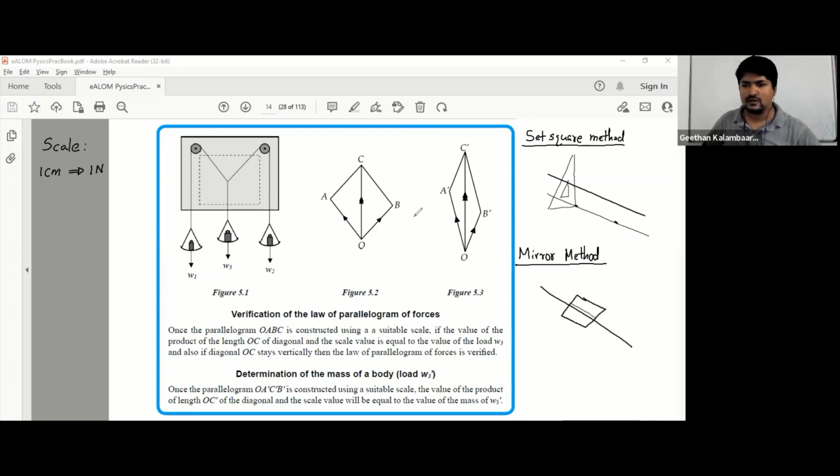So now you don't see the image, you only see the string. You put a small dot here and a small dot here on the paper, and then you remove the mirror. Once you remove the mirror, you have two dots like this. Then you attach the two dots. Once you attach the two dots, that is the exact trace of the string.